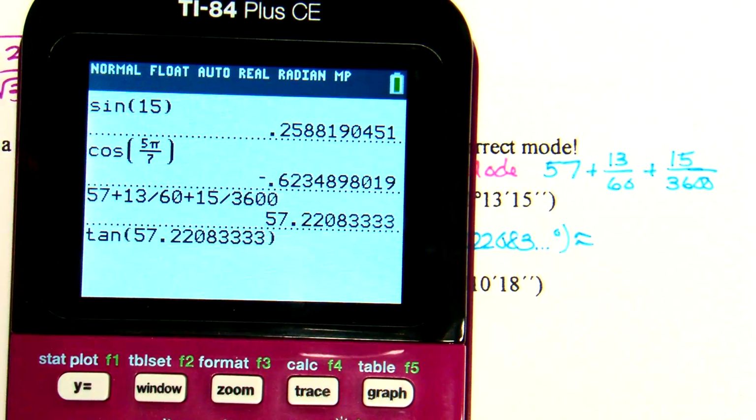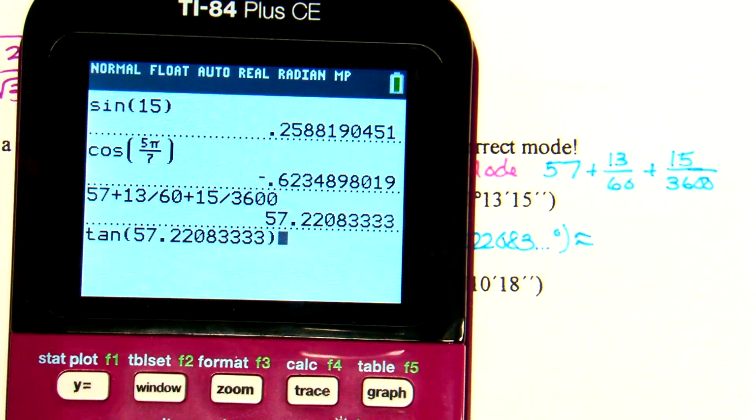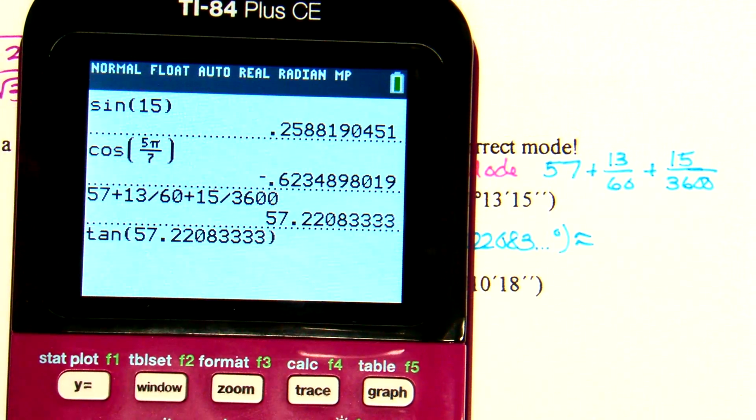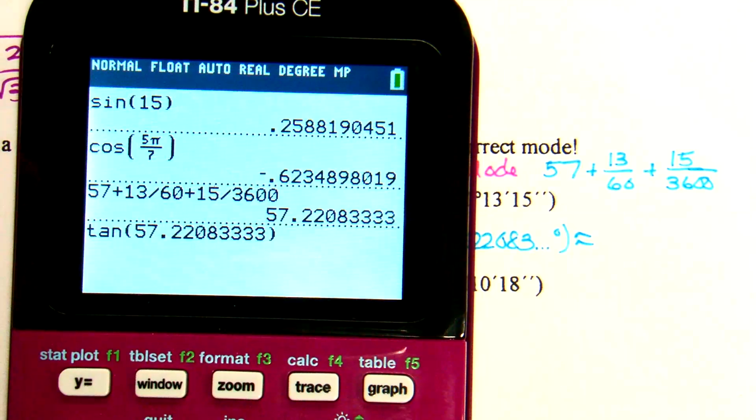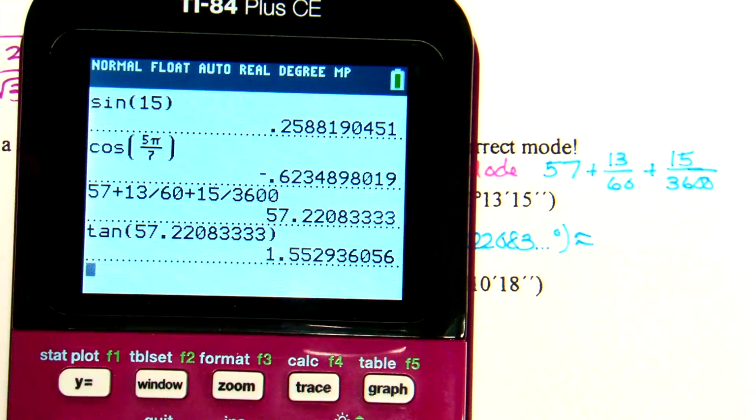Now, I'm realizing, is mine going to work out? What is this 57.22 number? Is it degrees or radians? Degrees. Am I in the right mode? No. So I'm going to change to degrees before I hit enter. And now I got it. So tangent of that 57 degrees, 1.553. Did you get it?